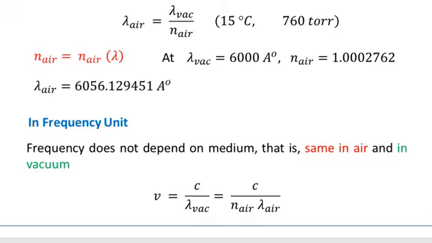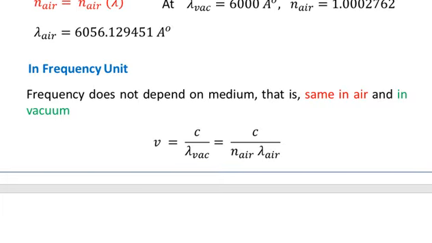Now we talk about the frequency units. In frequency units, the frequency does not depend on the medium. That is, it is the same in air and in vacuum. So this is the advantage of using the frequency. We don't need to give a frequency value in vacuum or a frequency value in air. The frequency will be the same both in vacuum and in air. So this of course has some advantage over the previous measurements of wavelength.